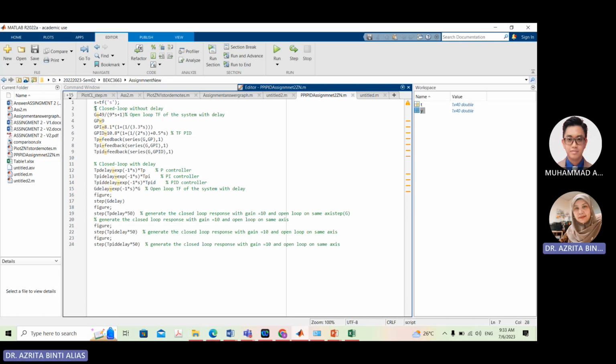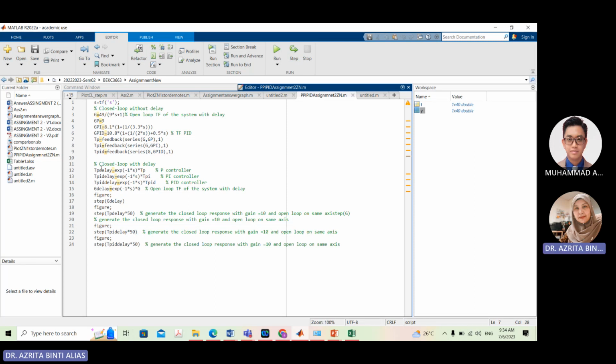Okay, so from this coding, I declare all the transfer functions without the delay. So we have here the open loop system G. GP here refers to the proportional transfer function. And then we have here GPI and GPID. So after that, we find the feedback system for the P, PI and PID. Dia sama saja dalam contoh tu, just you need to repeat it for P, PI and PID.